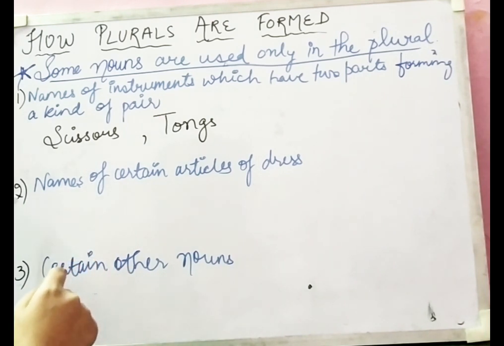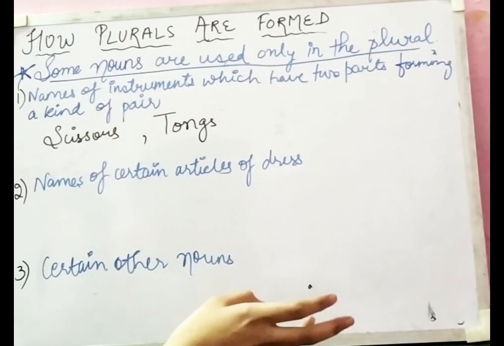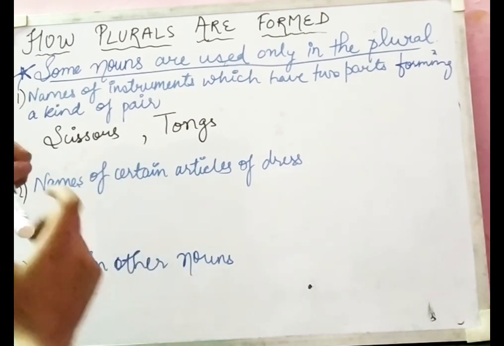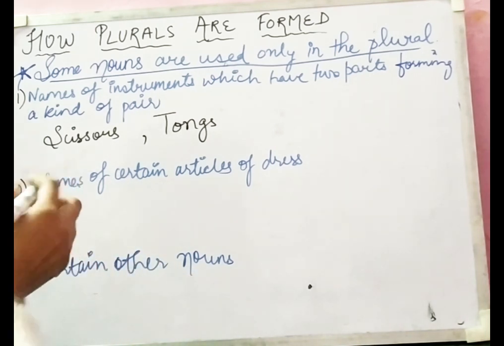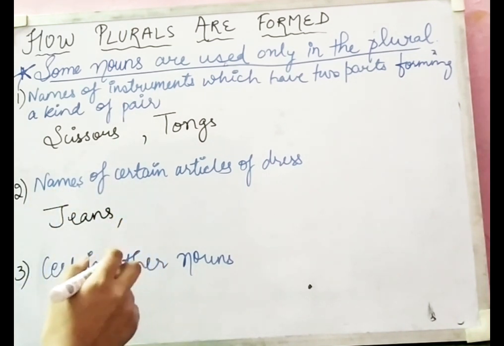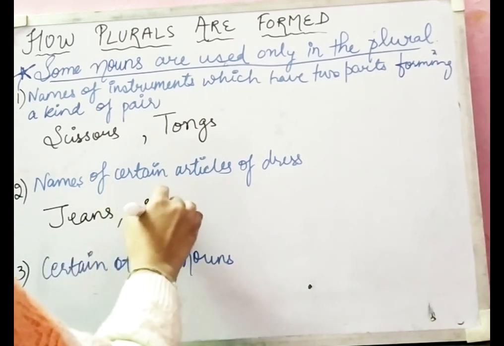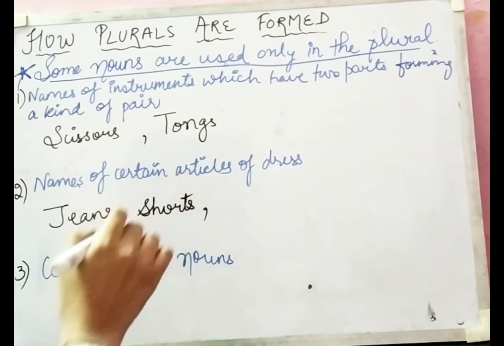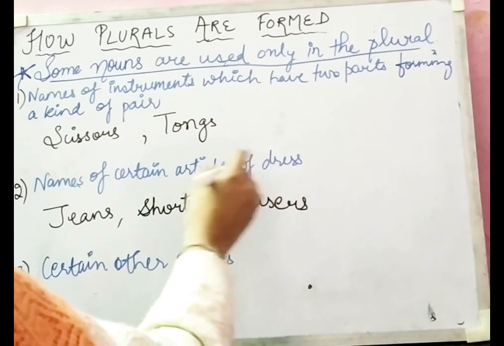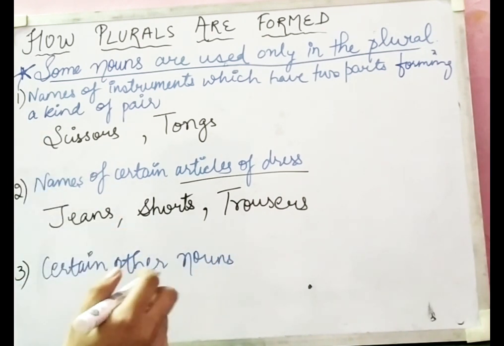Now another point is names of certain articles of dress. Means there are some dresses in which we use plurals, like we can take jeans, we use s, which is a plural. Similarly there are many more examples, like you can say shorts, trousers. So these are all examples of articles of dress.